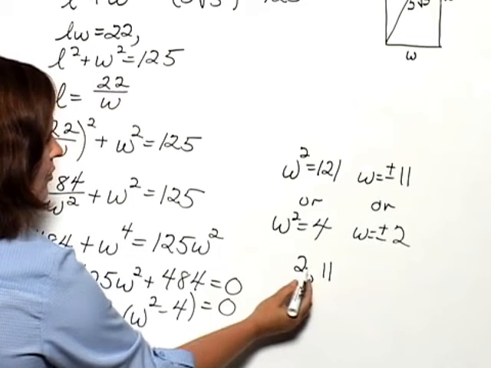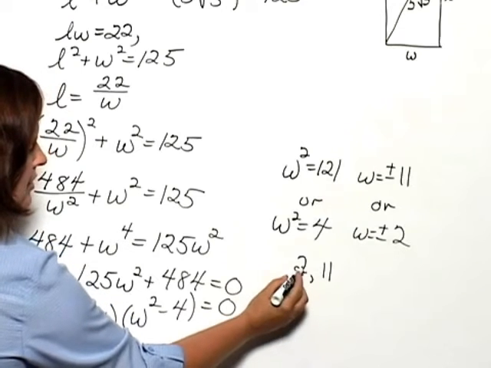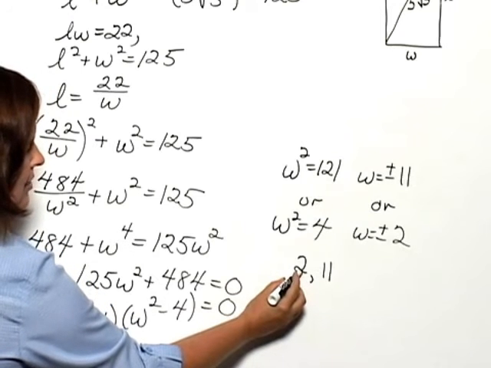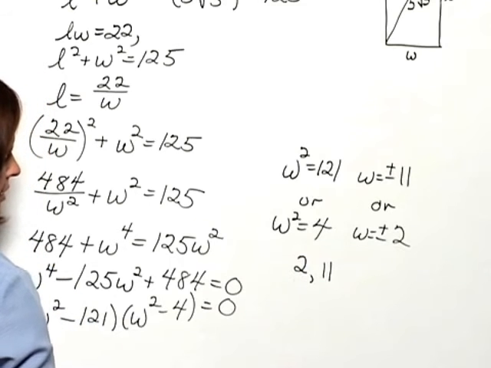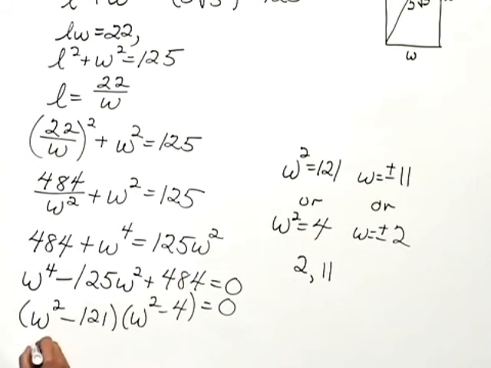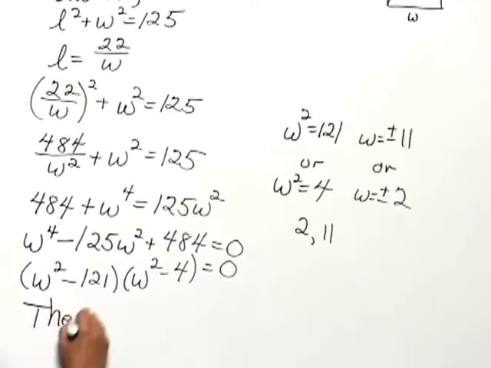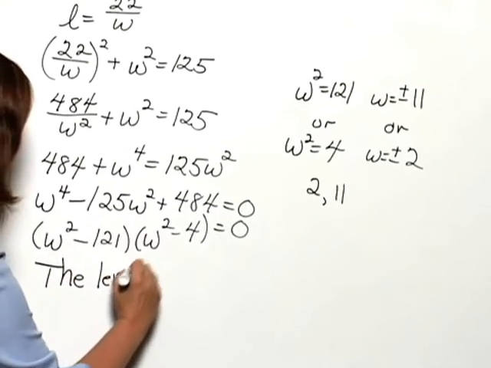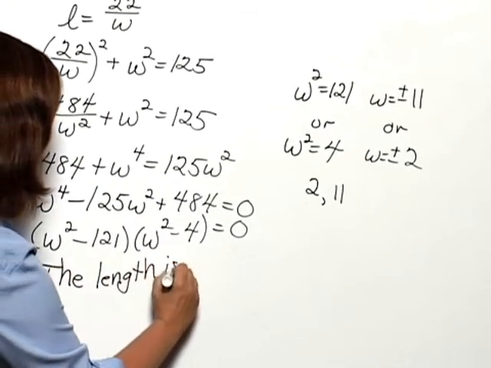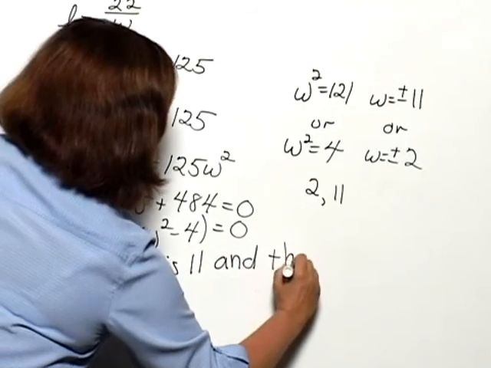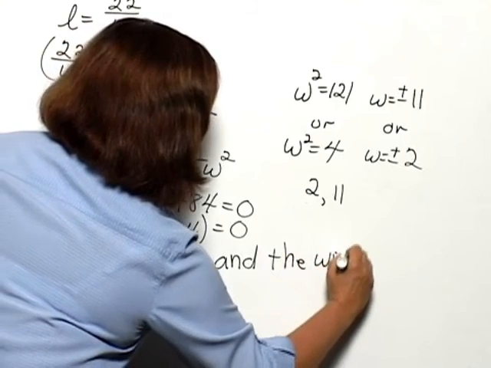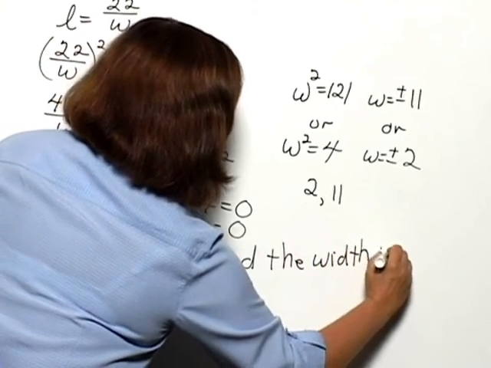So either way, we have a set of numbers 2 and 11 that give the dimensions of this rectangle. We could really let either one be the width or the length, but since width is usually considered to be less than the length, we'll say 2 is the width and 11 is the length. So we finish by writing the length is 11 and the width is 2.